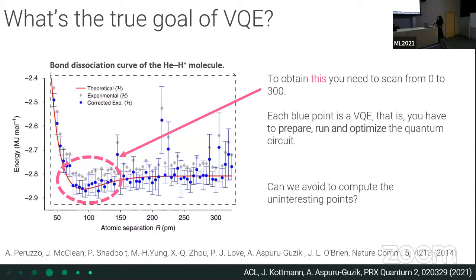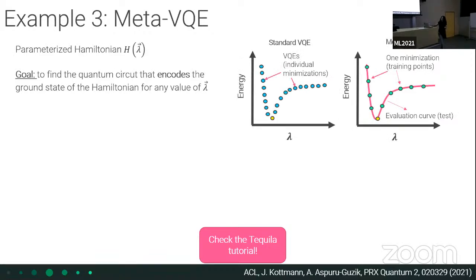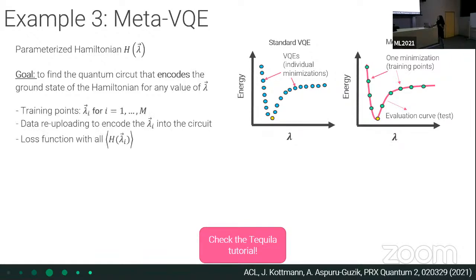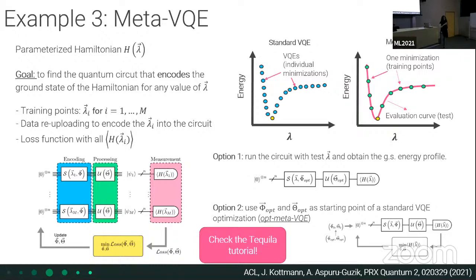So the idea of the meta-VQE is precisely that, to learn what the profile is, to identify these regions that deserve some attention for some reason. So exactly this. Instead of running individual minimizations, we encode the Hamiltonian parameter using this data re-uploading strategy into the gates of our parameterized quantum circuit. We construct a big loss function that corresponds not only to the ground state expectation value of the Hamiltonian for a particular parameter, but many of them, and minimize this big loss function. So in the end, we have this profile. And after that, we can just run the circuit, but with fixed parameters, to obtain the energy for other points. And then you can scan for different energies.